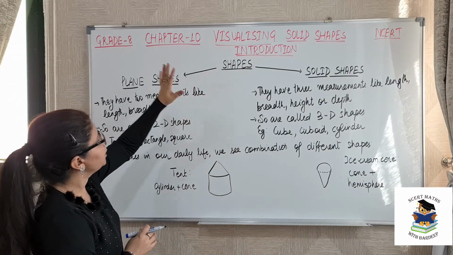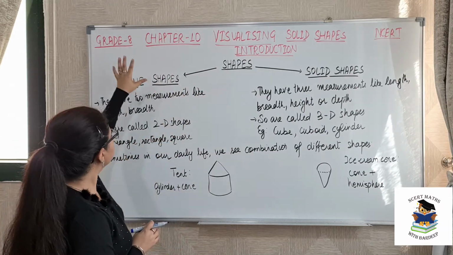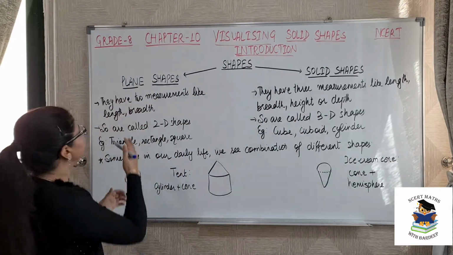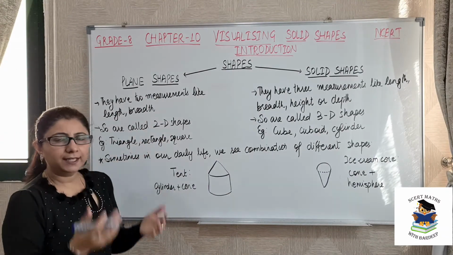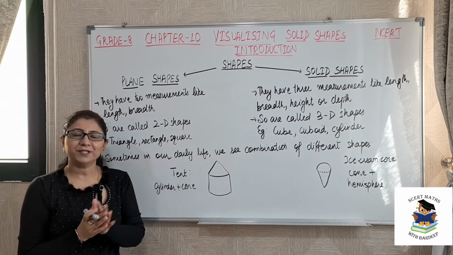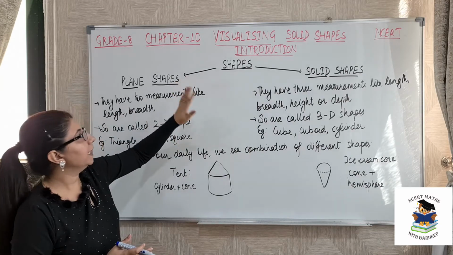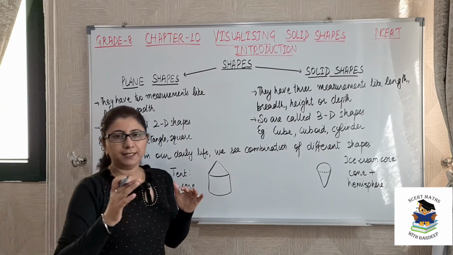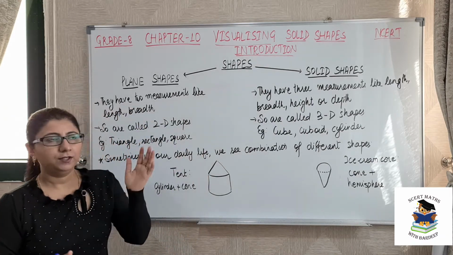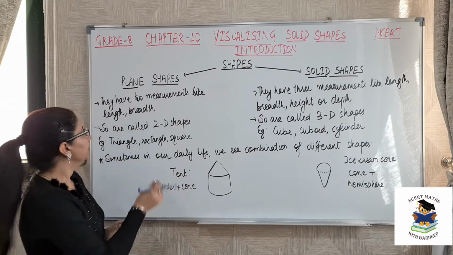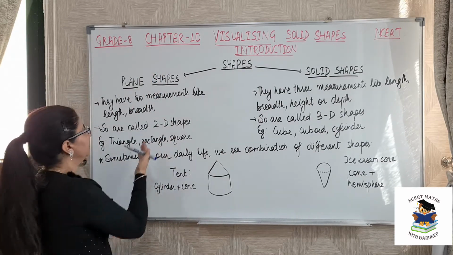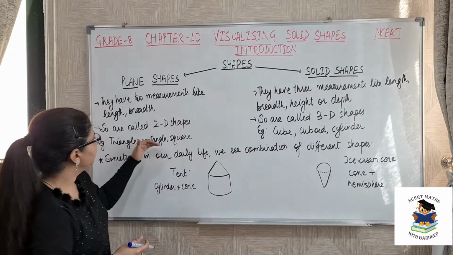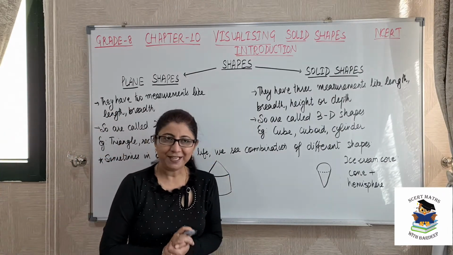As you already know that shapes can be divided into two categories, that is plane shapes and solid shapes. First of all, what are plane shapes? They have two measurements like length and width. All the 2D shapes are also called plane shapes. That means all those shapes which we can draw on a plane, which has two measurements, that is x-axis, y-axis, or length and width, are called plane shapes. That is why they are also called 2D shapes. 2D, as you know, two-dimensional shapes. For example, triangle, rectangle, square, all these are plane shapes.